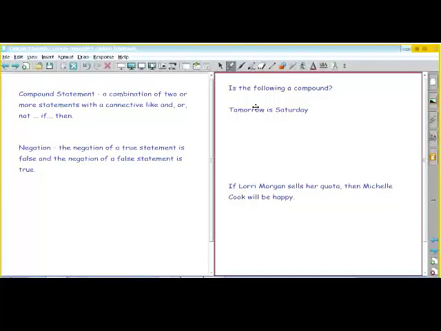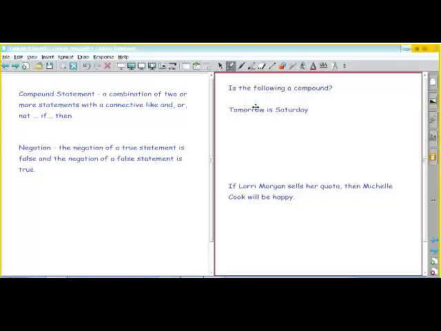Okay, so they have a couple of problems that ask you whether a statement is a compound statement. So tomorrow is Saturday is a statement. It can be true or false. But because there is no additional word like and or not, well, actually not is not one of them. And, or, I guess not. They do put that in there. That's interesting. I'm not sure if I agree with that or not, but we'll come back to it. Just putting a not there doesn't necessarily make it a compound statement.